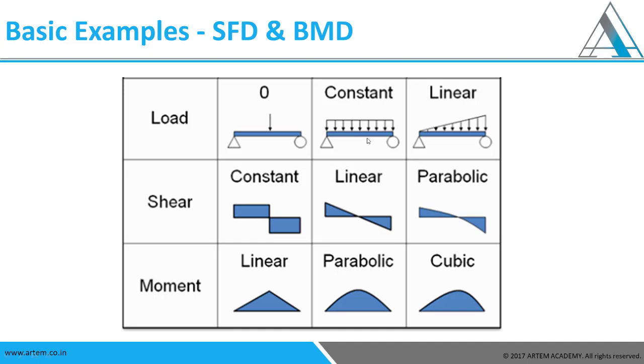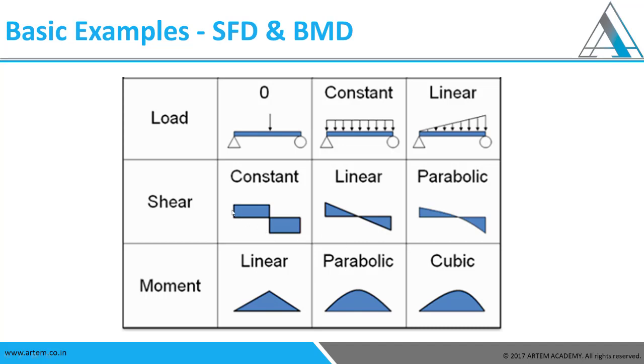Now let's talk about the basic examples of SFD and BMD. We can see that there are three types of loading. One, concentrated loading, another uniformly distributed loading, and another uniformly varying loading. These are the different cases that usually happen and have been categorized in one. You can see the shear force diagram of these loadings and also the bending moment diagrams of these values.